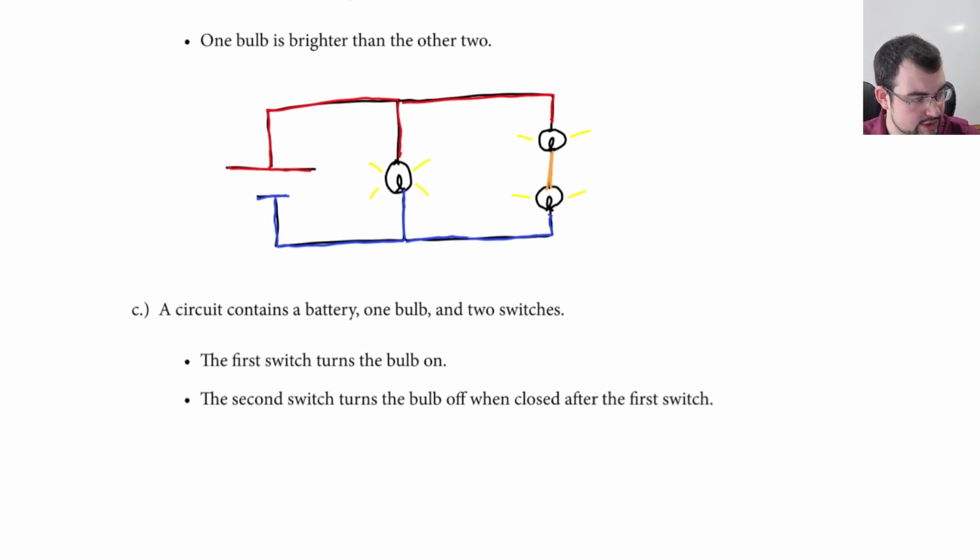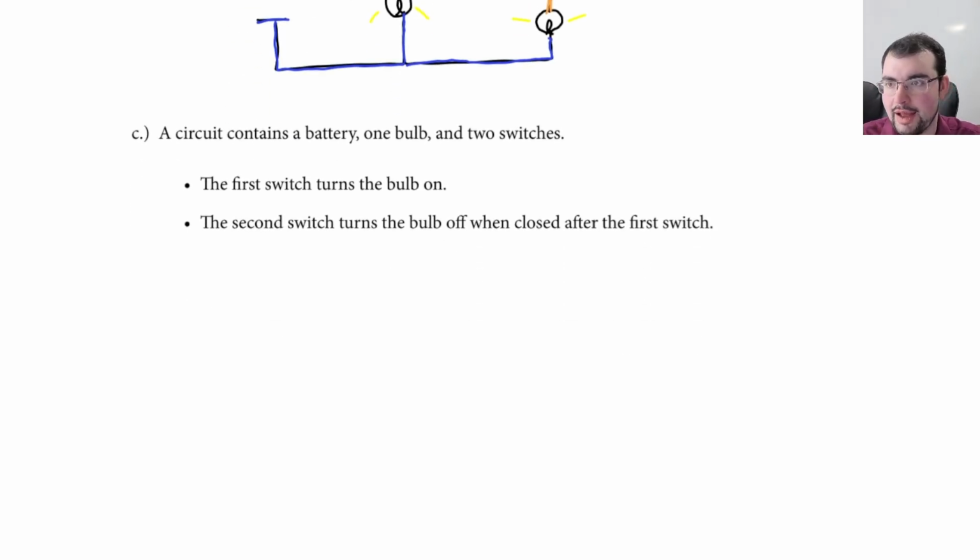You can also do a case where there's one bulb in front of the battery and then there's two branches, but that's harder to justify at this point.